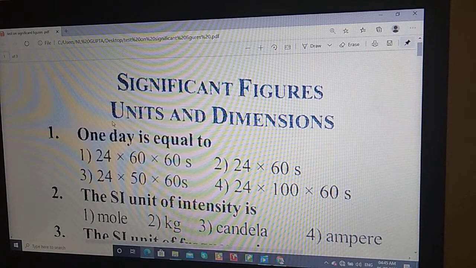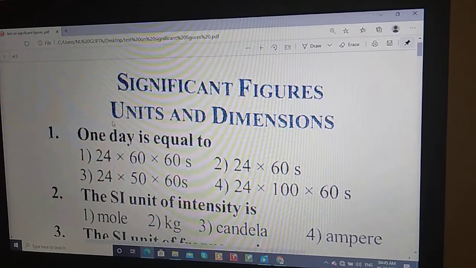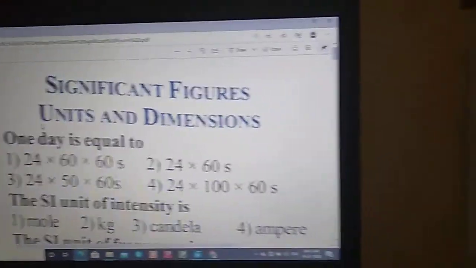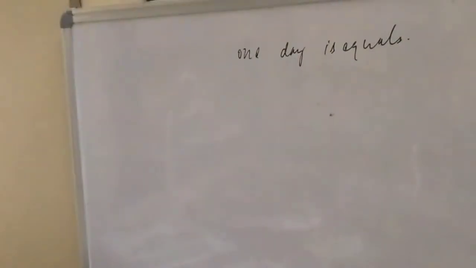One day is equal to. The question is, one day is equal to. There are four options they have given. So, the first one: one day is equal to. Okay. So dear student, how can we solve that? One day is equal to, what would be the answer? Let us come on the board, student, to understand that.